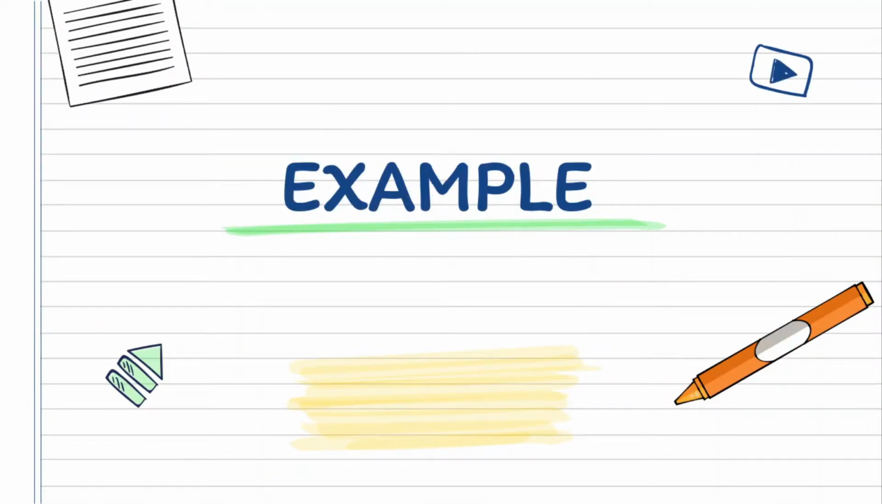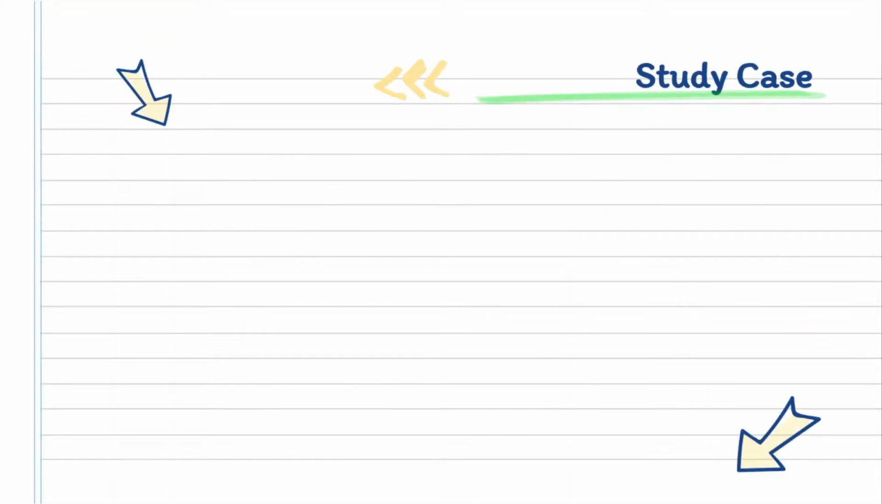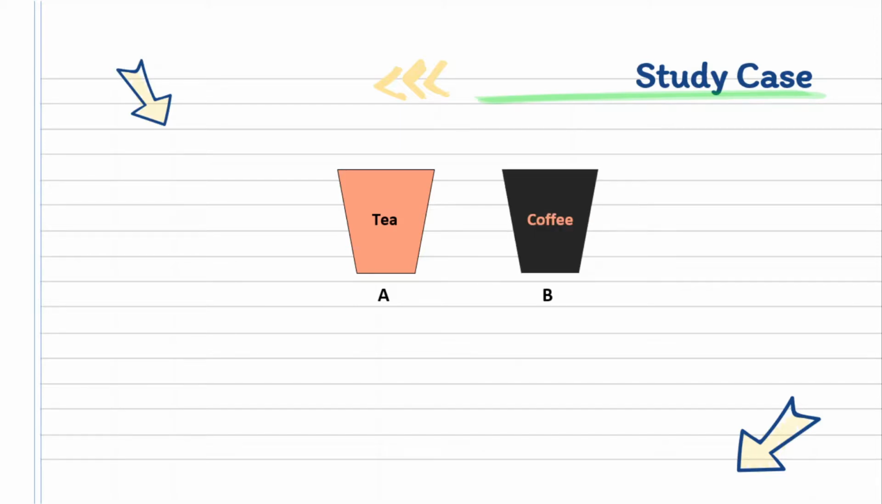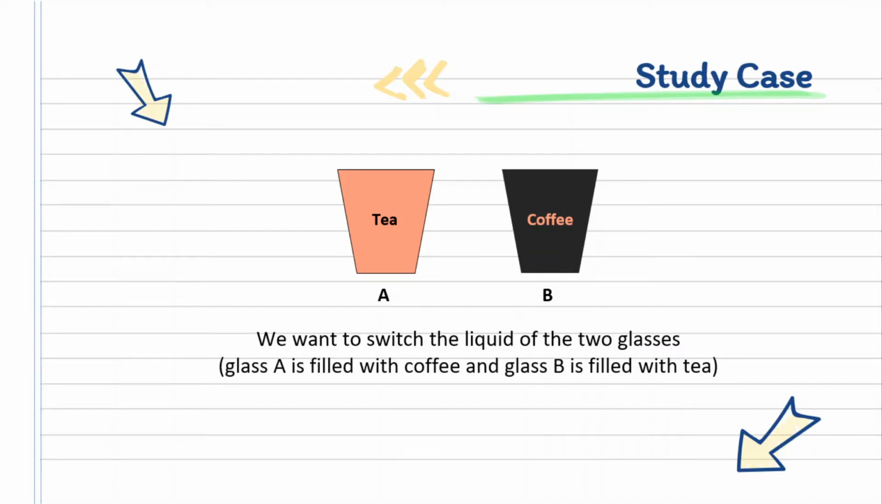The example of algorithm we can see in the case of moving the liquid in the glass. Suppose we have two glasses. Glass A contains tea and glass B contains coffee. Then we want to switch the liquid of the two glasses. Glass A is filled with coffee and glass B is filled with tea.